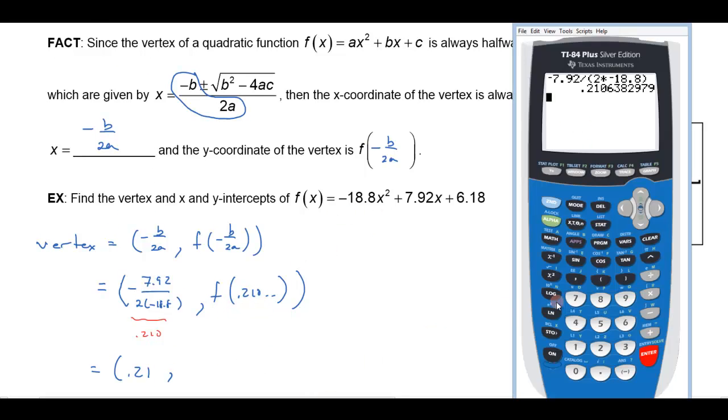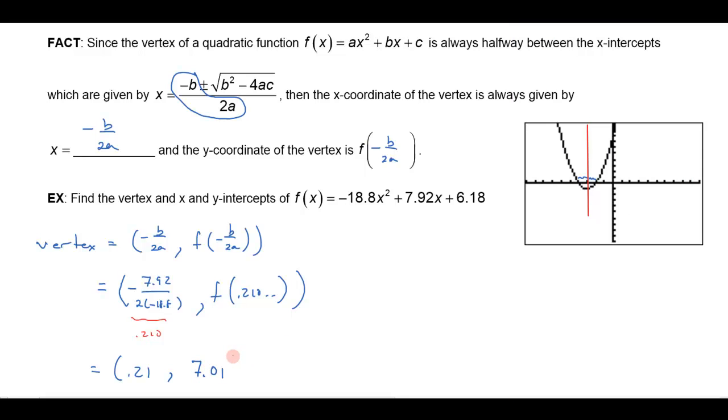So when I do that on my calculator, I'll store that as x, and then run it through the function: negative 18.8x squared plus 7.92x plus 6.18. That gives me roughly 7.01. So this would be my vertex. Now I can also find my x-intercepts. I know my x-intercepts.